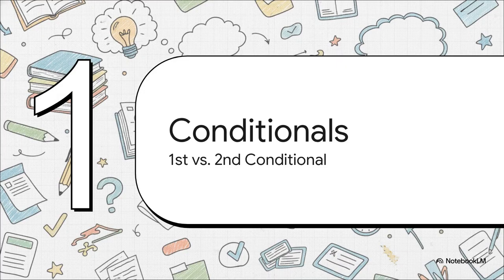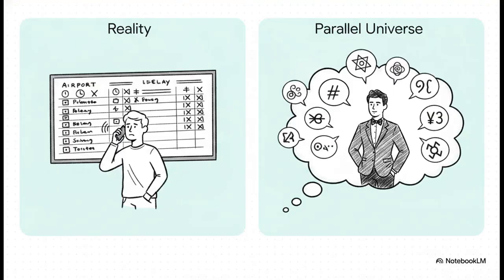All right, on to section 3, first versus second conditionals. Getting this comparison right will absolutely level up your English. Let's start with the first conditional. I want you to think of this side as reality. It's used for genuine, highly possible, likely situations in the present or the future. The structure is super strict. If plus the present simple, followed by will plus the base verb. For example, if the flight is delayed, I will call you.